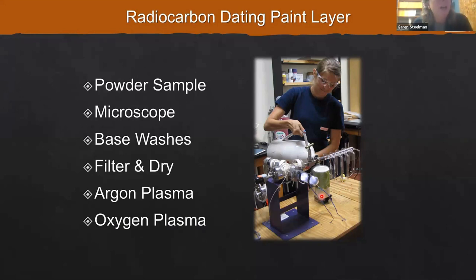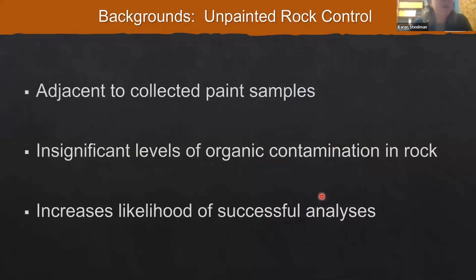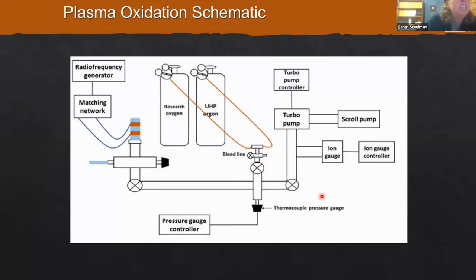So we can do the isotope measurement. One of the things that we also do is analyze control samples of unpainted rock, and it goes through the same process that a paint sample would go through. It's very important to have controls when you're doing these types of measurements. We want to make sure that the organic material that we're extracting is from the paint. Again, we're using this method called plasma oxidation. It was developed by Marvin Rowe at Texas A&M, and John is on this call. It was part of his PhD dissertation back in the 1990s.